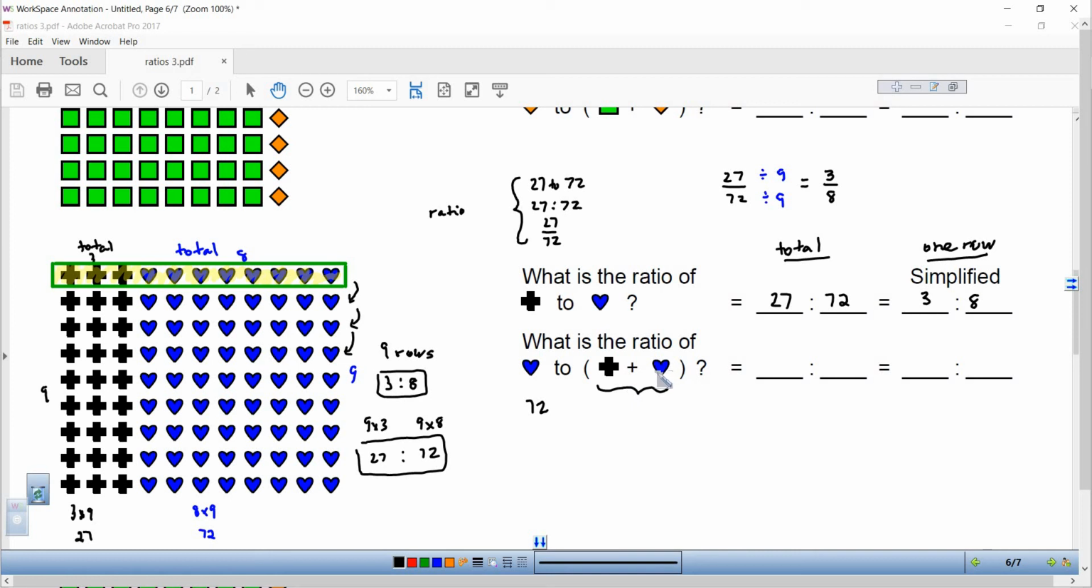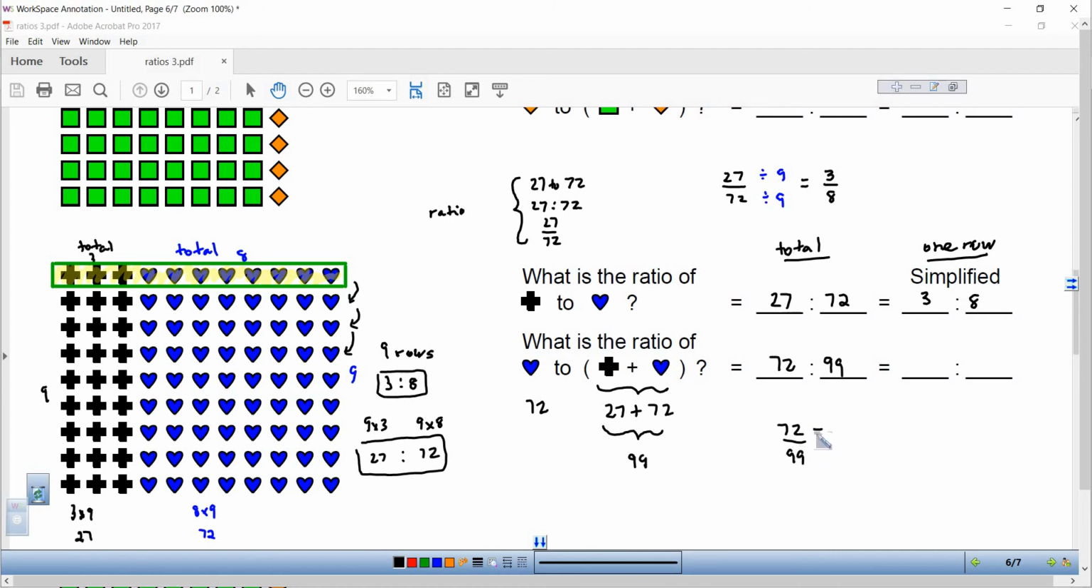Now we need to add these two together. How many black pluses were there? There were 27 black pluses, and there were 72, right? Again, we're doing total here, our initial here. When I add 27 to 72, I get 99. So my initial ratio, my blue hearts is 72, combined is 99. Now I want to simplify that, and that's going to be one row.